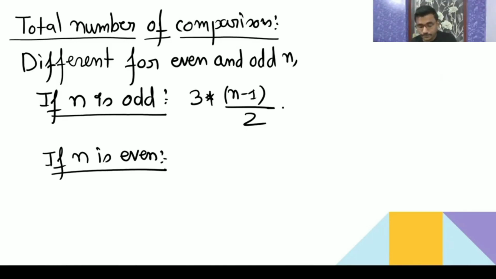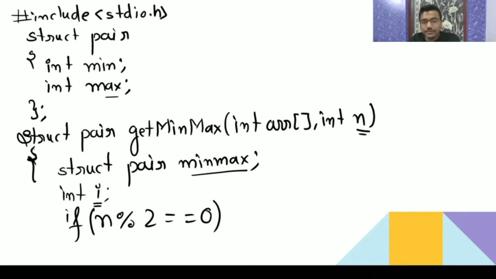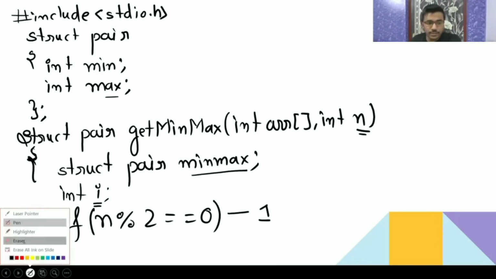Now, when n is even, see here it is going to start with n mod 2 equal to 0. You have done one, no, this is not a comparison.